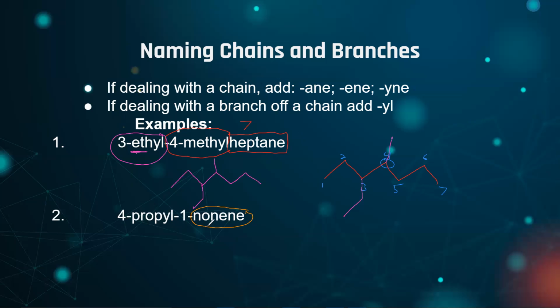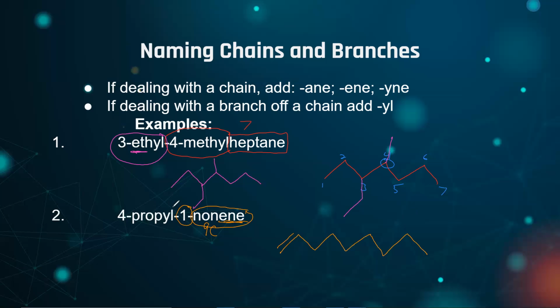Nonene. That means that there are 9 carbons and we have a double bond on there. So the first thing that I'm going to do is draw a chain of 9 carbons. 1, 2, 3, 4, 5, 6, 7, 8, 9. Okay. Now, there are a bunch of places that it's possible to have a double bond, but look what this number is. It's 1. So if I'm numbering my carbons from left to right, that means that the double bond is attached to the first carbon. That's what that 1 means.